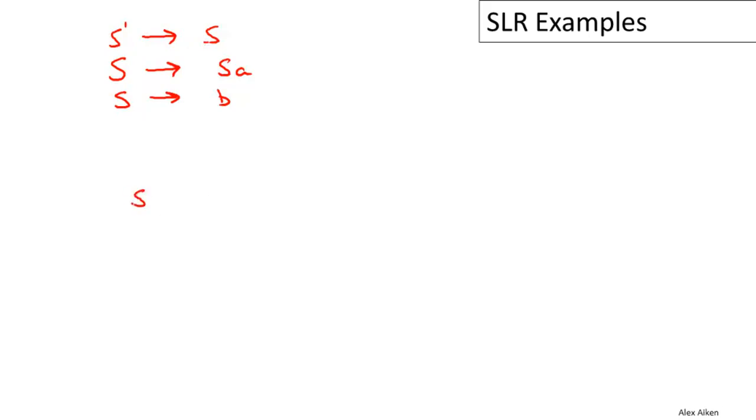Now, the start state of the NFA of the parsing automaton is this item: S prime, our new start symbol, goes to .S, our old start symbol. And rather than build the NFA and then do the subset of states construction, let's just go ahead and work out what items must be in the first state of the DFA.